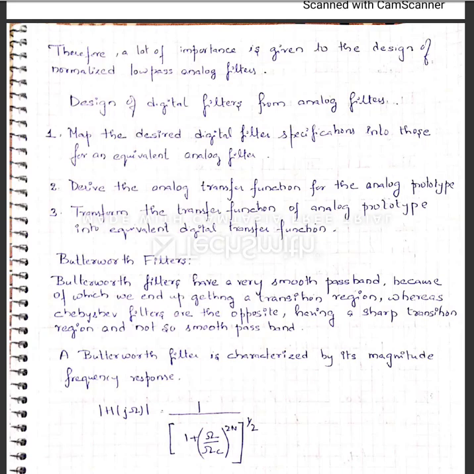See, the Butterworth filter has a very smooth pass band. But you have to pay for this smooth pass band by compromising at the transition region. You have a smooth pass band, but you end up getting a very wide transition region. Exactly opposite of this is the Chebyshev filter, which has a smaller, very sharp transition band, but the pass band will not be very smooth.